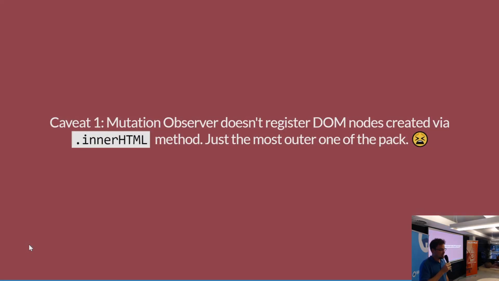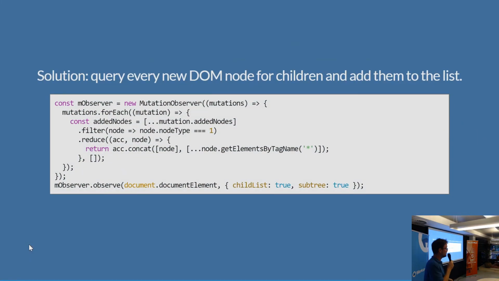And one of these is, sadly, that if you set content via innerHTML, the mutation observer will just take note of the outermost element and not of all the DOM nodes that are part of the innerHTML subtree. That was a bit of a downer for me, but you can solve that by querying what is inside newly added nodes. That's what you can see here. I have a filter on the added nodes, because I also get text nodes, not just DOM elements, and we are not interested in text nodes, we want DOM elements.